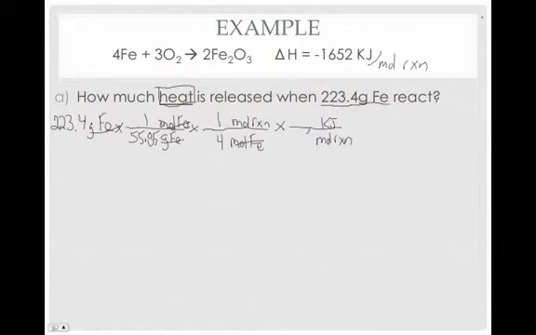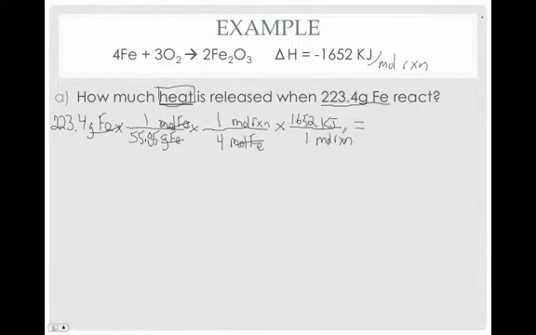to kilojoules using our delta H of reaction. And so for every 1 mole of reaction, we have 1,652 kilojoules. And the reason I didn't put the negative sign here is because the question already tells us that the heat is being released, which is the same thing that the negative sign tells us, so it's redundant to put it in there. If it said how much heat is associated with 223.4 grams of iron reacting, then you would need to include the negative sign because it's not telling you whether that heat is being released or absorbed, and that's what the negative sign indicates.